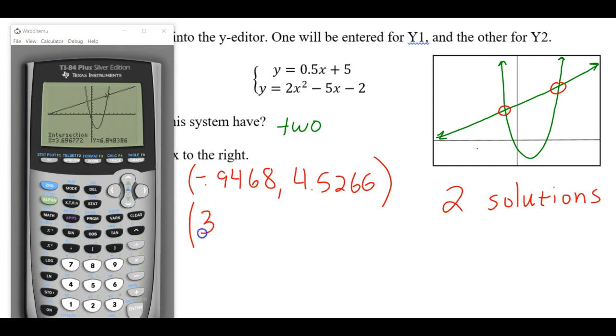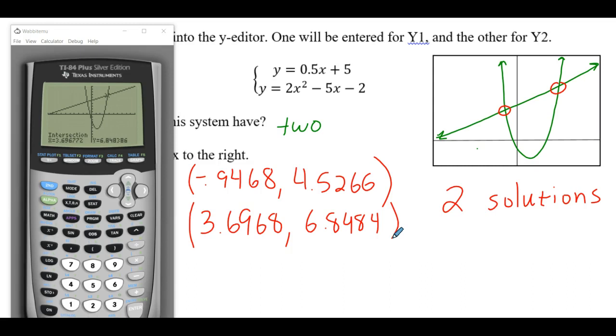So 3.6968, comma, 6.8484. You're just telling the calculator where to look for the intersection, is all you're doing. It's not like we're finding an x-intercept or zeros, or a min or max, where you could go left, right, middle. This is just get close to the intersection and hit enter.